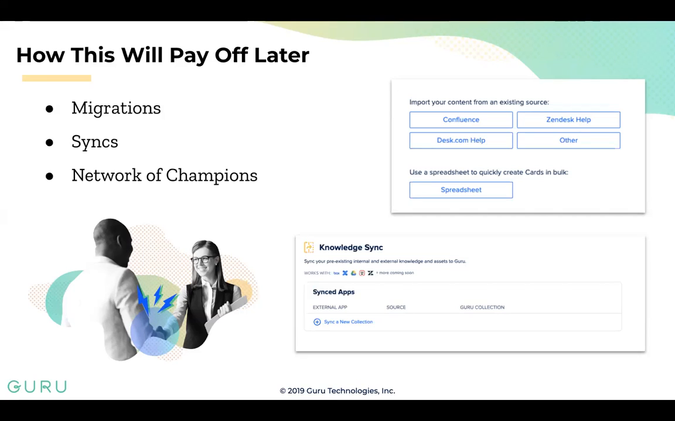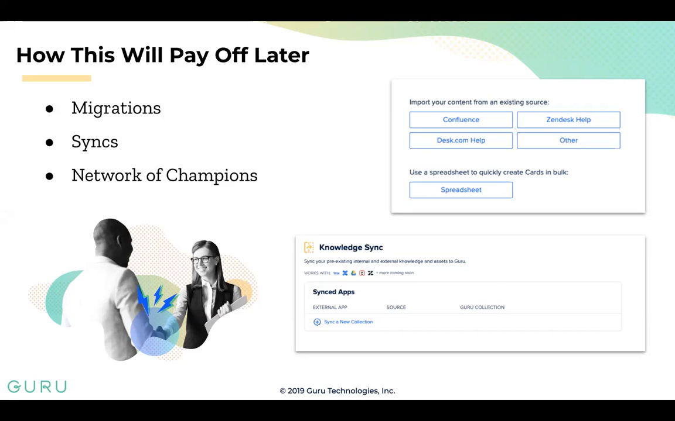So specifically with Guru, identifying your sources of knowledge is going to help with the migration portion of the implementation. We're really going to help you kickstart with that, with some out-of-the-box features we have from Zendesk Help Center, spreadsheets, as well as syncs. This is a way that you can help unify your existing knowledge sources into one location, that is Guru.